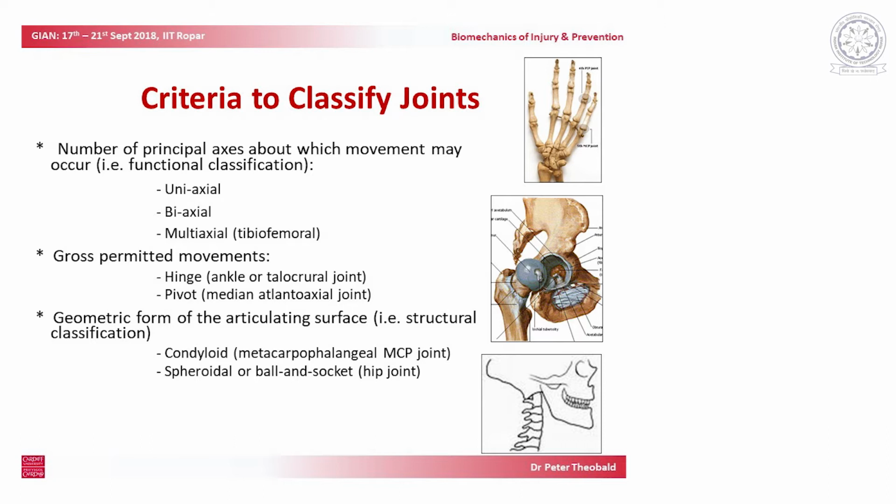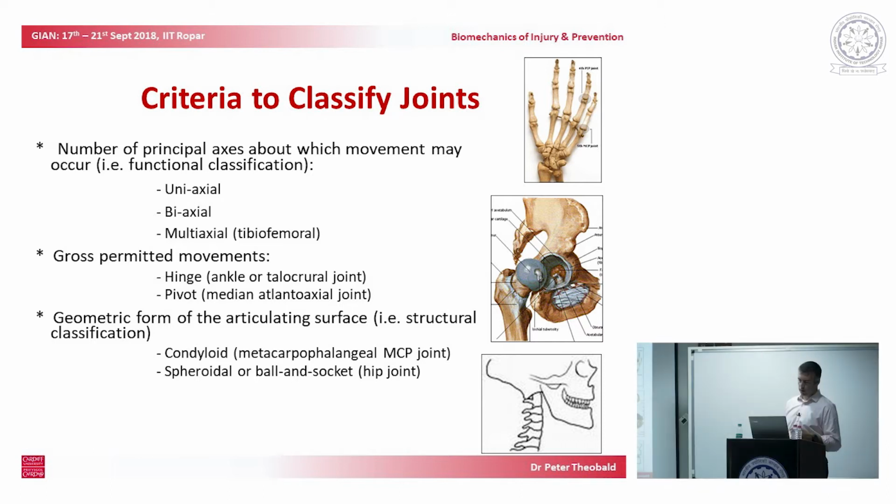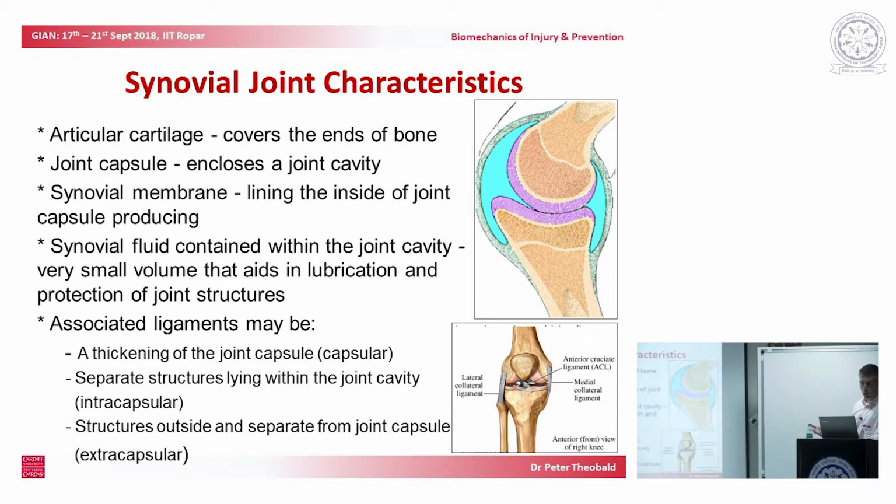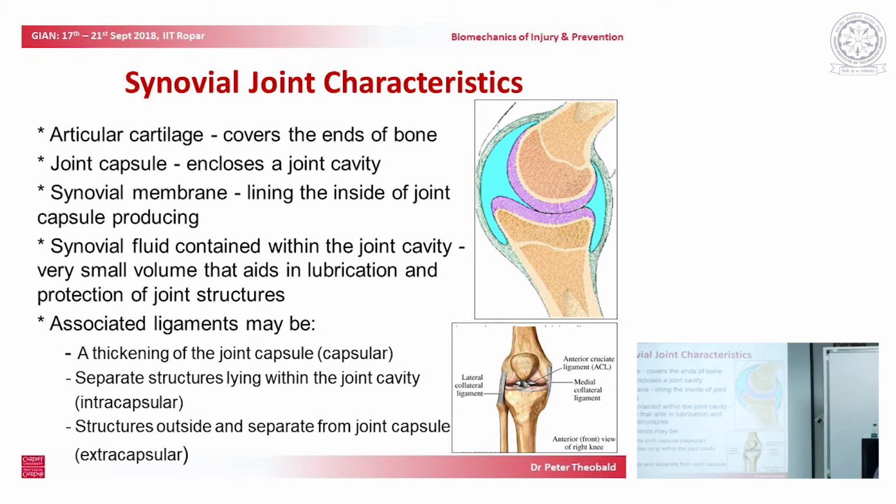We could look at the gross movements that were permitted, or we could look at the geometry of the articulating surfaces. So there are various different ways in which we can describe a joint. Depends very much on what you're trying to achieve with your description as to which of these classifications you may adopt. If you're trying to highlight the benefits of a uniaxial versus a biaxial joint, for example, then you would adopt the classification at the top. But from a biomechanical perspective, again, with our origins derived from mechanical engineering, probably the most interesting and the most focused on joint is the synovial joint.